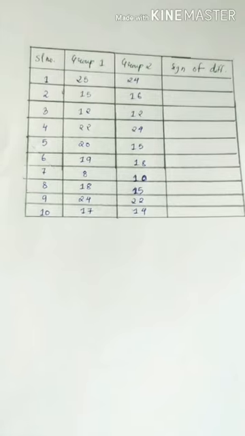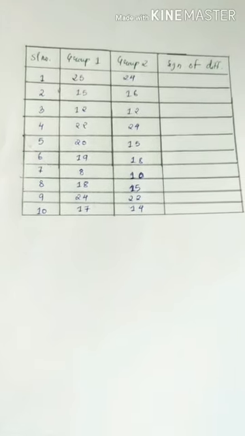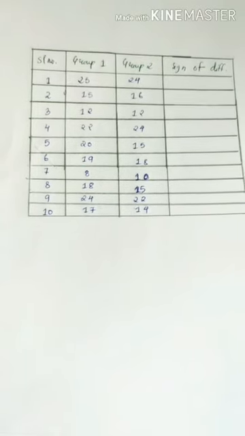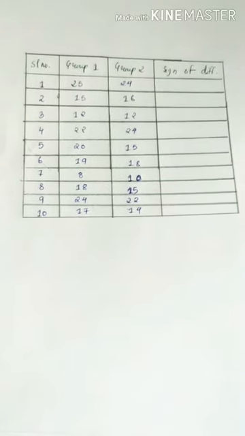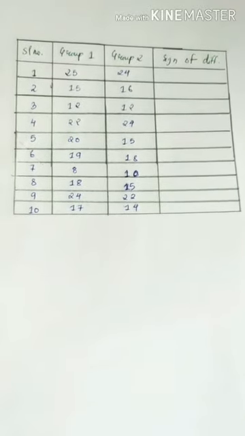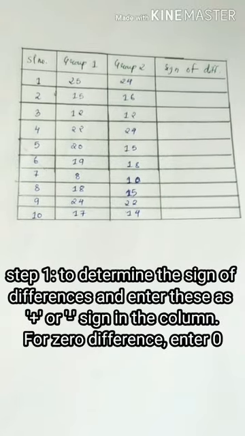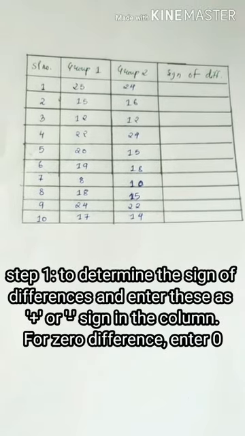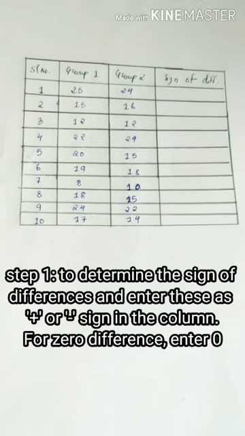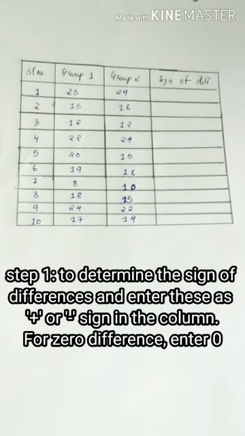As you can see, the total number of samples is 10. So we will use the formula for small size sample in solving the question of sign test. I will tell you step by step how to solve the question. Now step 1 is to determine the sign of differences and enter these as positive or negative sign in the column. For zero difference, enter 0.